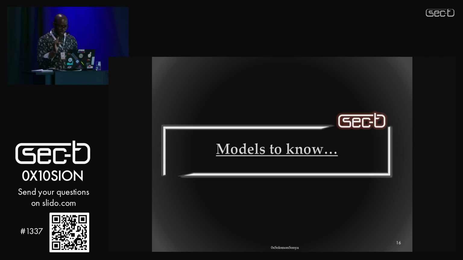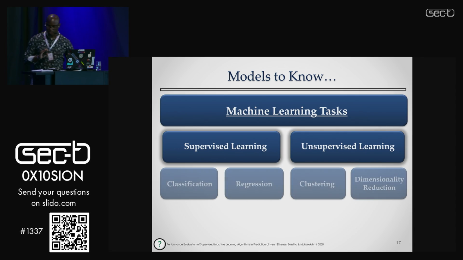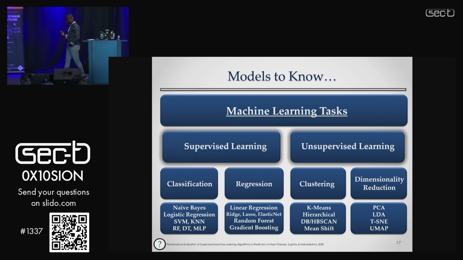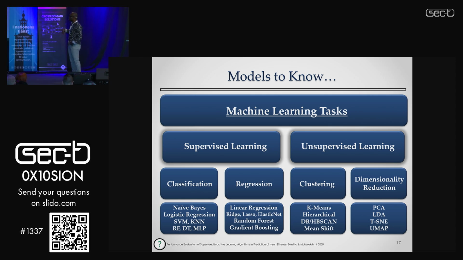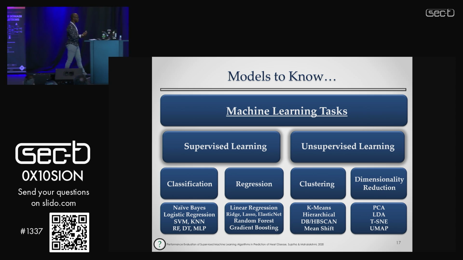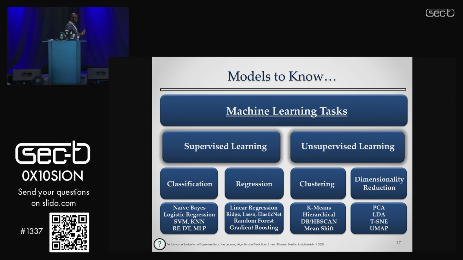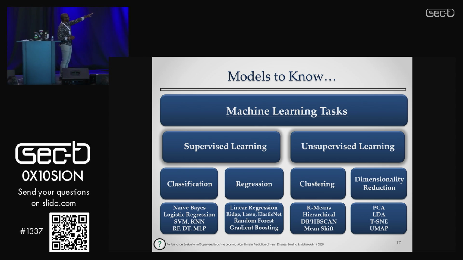Okay. Now, let's talk about models to know. If we're just getting started into this domain, I try and put a few to start to be familiar with. If we understand a few of these models, learning and reading more of these in the future is actually much easier. And so when we talk about machine learning tasks, the two we'll discuss today are supervised learning and unsupervised learning.